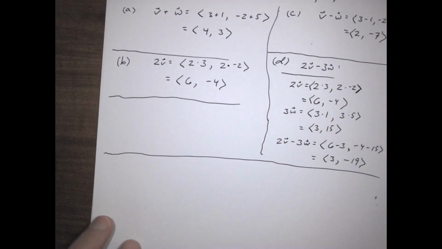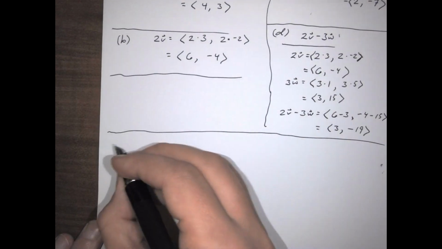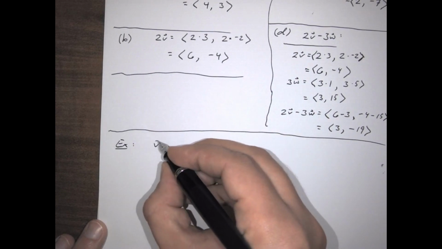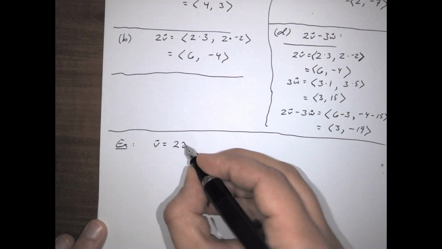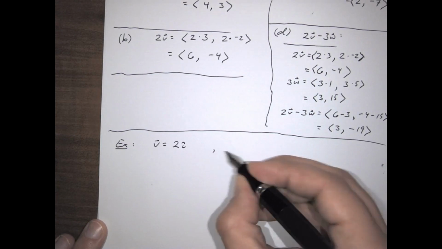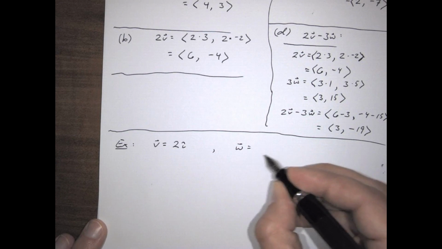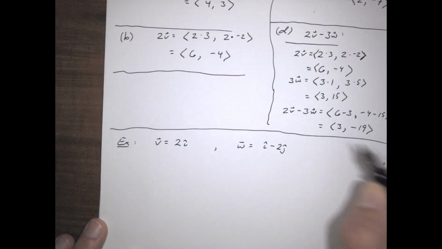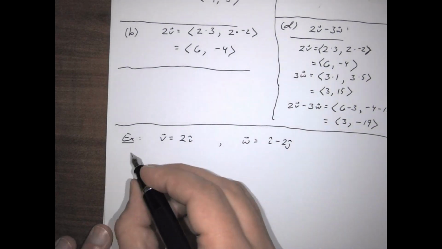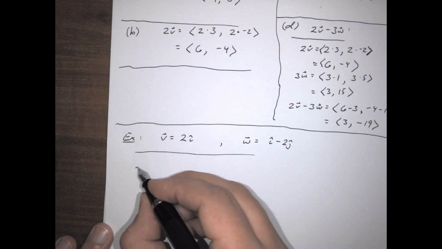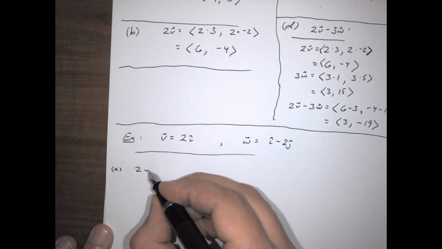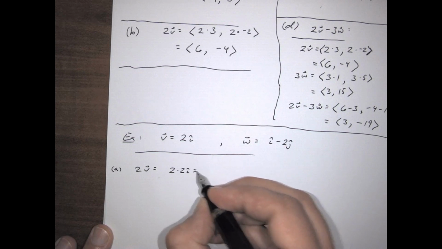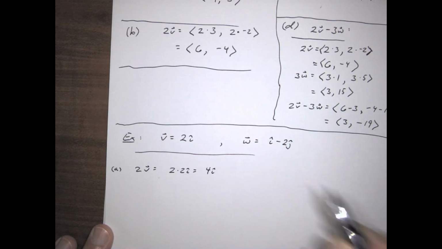This also applies if it's written with the unit vectors. So let's also, just as a quick check here, say that v equals 2i plus 0j. w equals, say, i minus 2j. So then, if we wanted to do 2v, that would just be 2 times 2i, which is just equal to 4i.